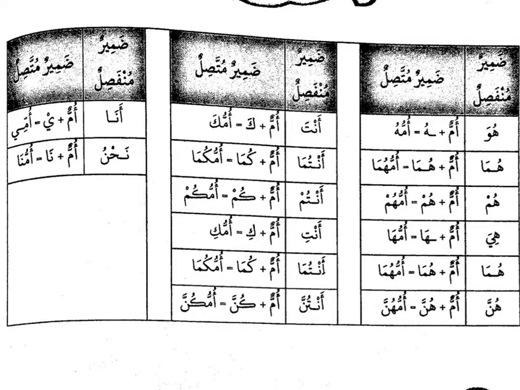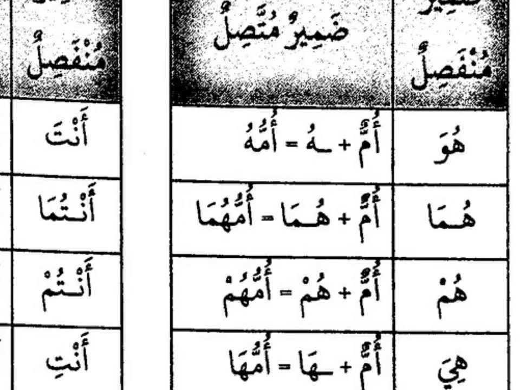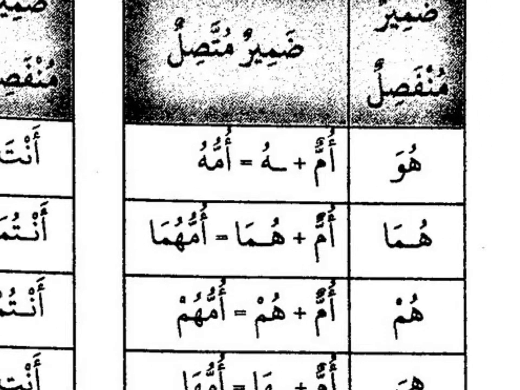But damir munfasil alone is not enough, because sometimes you want to say my mother, his father, and so on. You want to indicate possession. So how are we going to do that? This is where we have to use damir muttasil. Let us look at the first part of the table. Here, the damir munfasil that we see here is huwa, which means he. Now, if you look at the next column, you have the word ummun, which is mother, and they add this word to this word hu, and it becomes ummuhu.